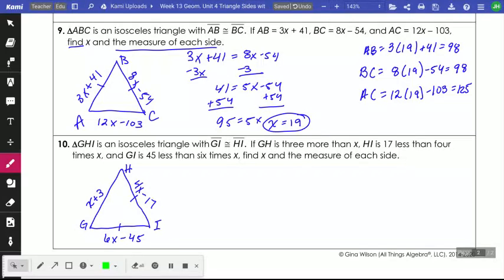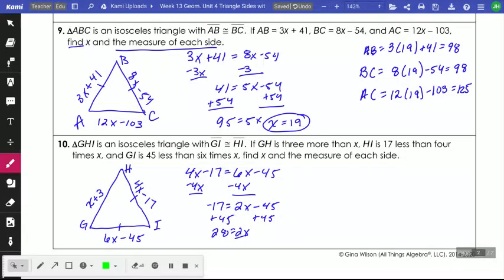So the two sides that are equal are HI, 4X minus 17, and GI, 6X minus 45. So I will subtract 4X from both sides so that I get negative 17 is equal to 2X minus 45. I'll add 45 to both sides so that I get 28 is equal to 2X. Divide both sides by 2, and I get X is equal to 14.